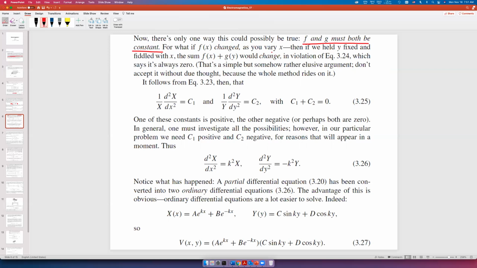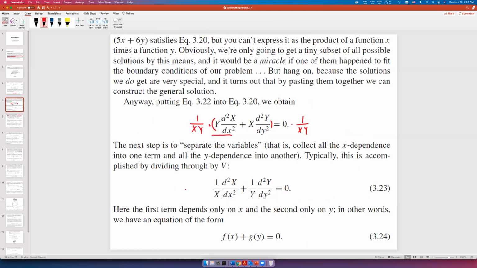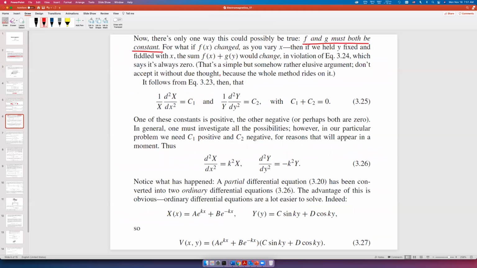This is the key to solving the problem. Now if you separate the equation into this term, f(x) plus g(y) equals 0, and f only depends on x, g only depends on y, and x and y are independent, then f(x) must be a constant and g(y) must be a constant. If this is true, you can continue to solve the problem. So this is very important. Try to understand this paragraph, read it several times.